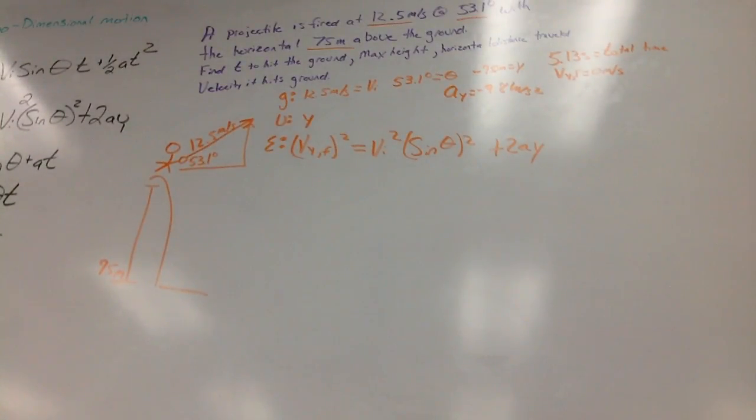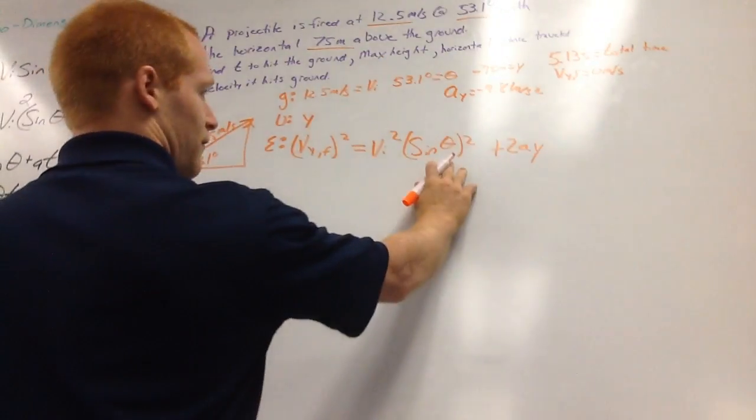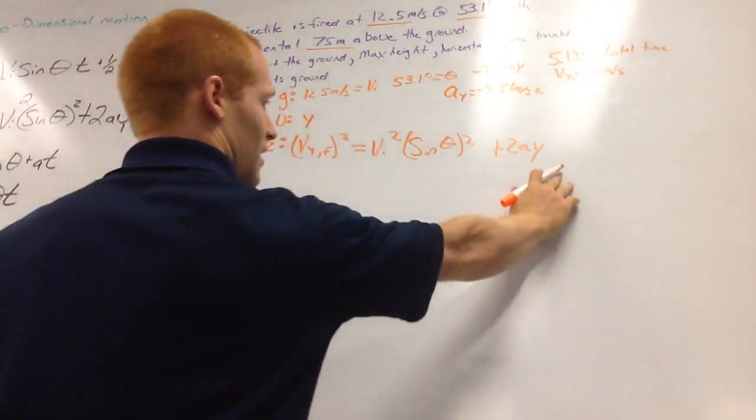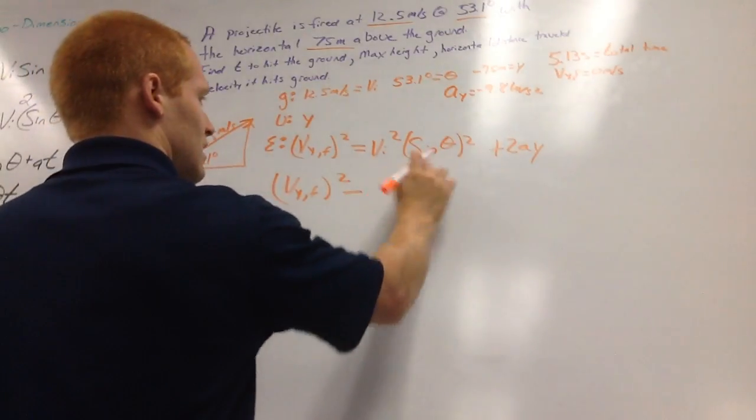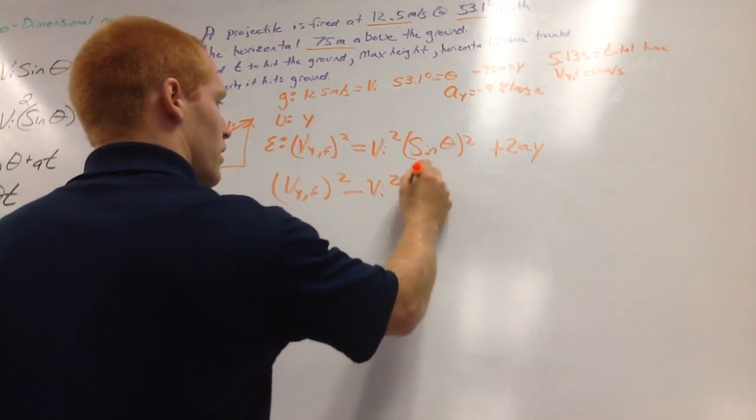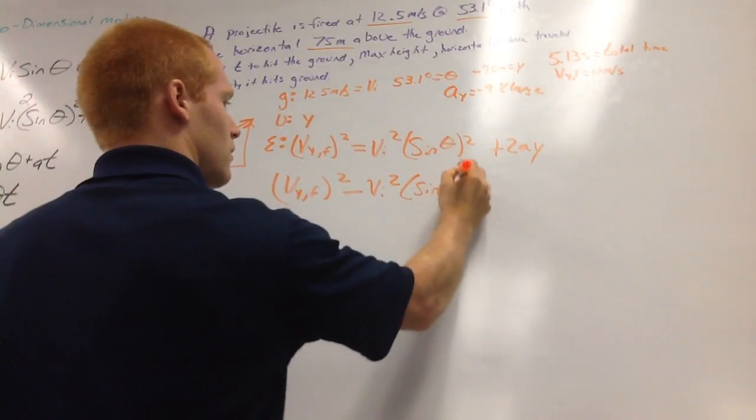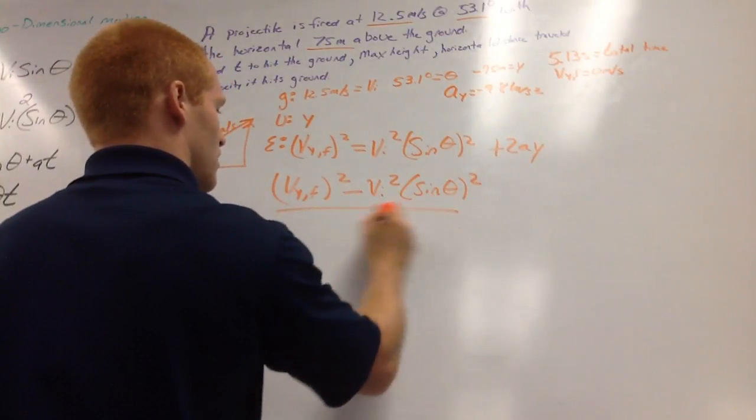With this, we can rearrange the equation to solve for y. So we're going to subtract first, then divide by 2a, because we're going to do PEMDAS backwards. So VYF squared minus VI squared sine theta squared, all divided by 2a.